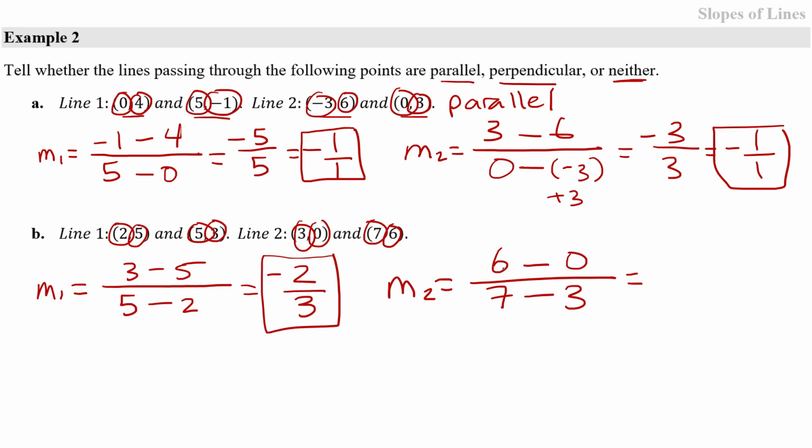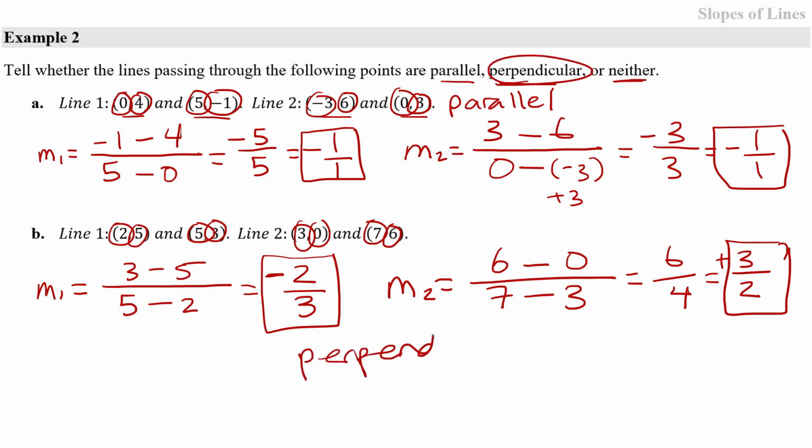And if I simplify on the top, 6 minus 0 is 6. On the bottom, 7 minus 3 is 4. And if I simplify 6 divided by 4, they're both divisible by 2. And so 6 divided by 2 is 3, and 4 divided by 2 is 2, and it becomes 3/2. Now notice that this is flipped from 2/3 becomes 3/2, and they're both negatives of each other, a negative and a positive. Those are what we call negative reciprocals, and therefore they are going to be perpendicular. Perpendicular.